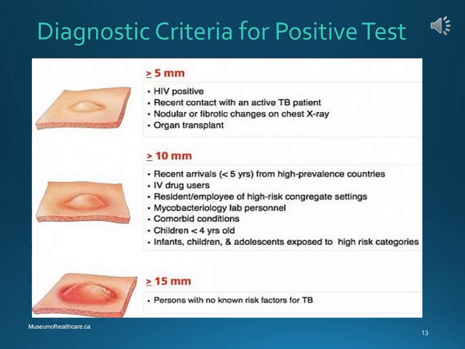The third group of people are very high risk. If they're HIV positive, if they've had recent contact with an active TB patient, they have nodular or fibrotic changes on their chest x-ray, or they've had an organ transplant and are therefore immunosuppressed, those people, anything greater than or equal to 5 millimeters is a positive test for TB.